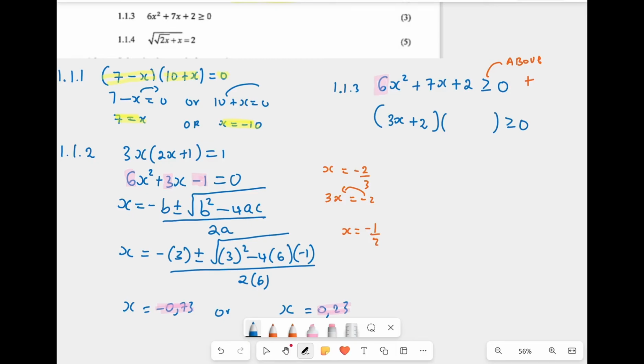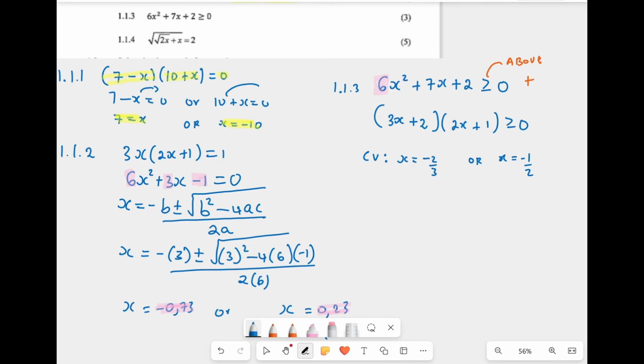And then with this one as well, you can multiply everything by positive 2. So you have 2x is equal to minus 1. And then if you transpose that one, you are going to have 2x plus 1. Now we have factorized. And then that means our critical values here are x is equal to minus 2 over 3, or x is equal to minus 1 over 2. These are your critical values, not your solution as yet.